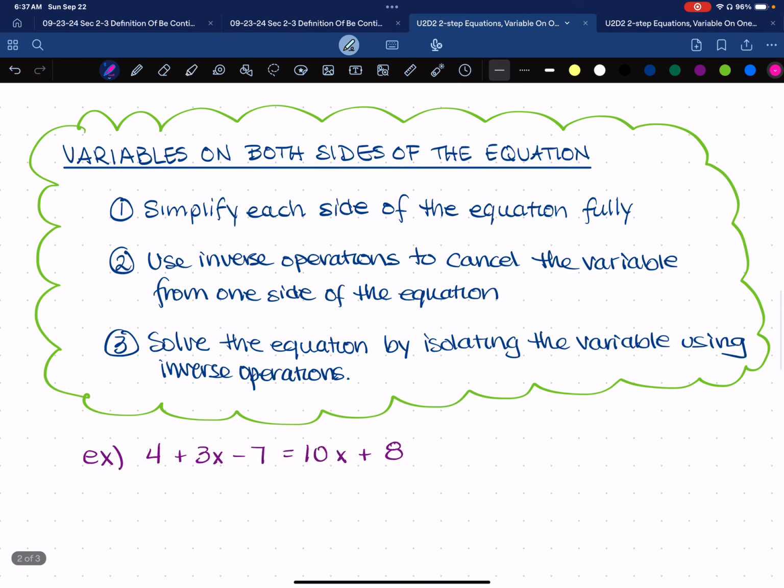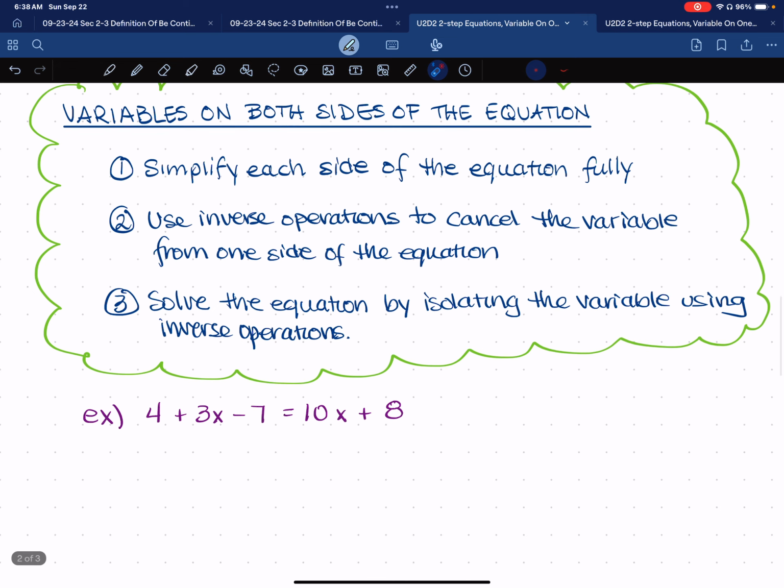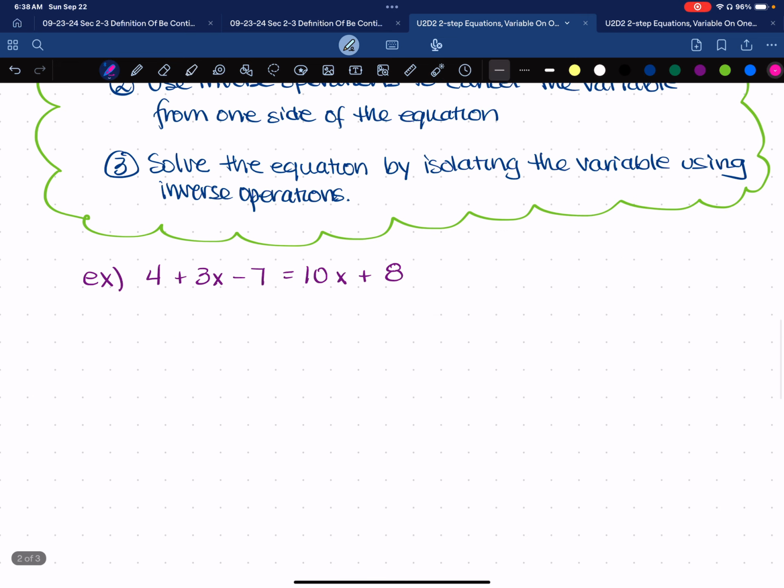Okay, last thing, now we want to look at variables on both sides of the equation. So in order to do this, just think about simplifying each side fully. A lot of times there's something to do on both sides. In fact, even with variables on one side, we should fully simplify. But then we're going to use inverse operations to cancel the variable from one side. And then we solve it just like we were doing the ones above. So we'll do this one together.